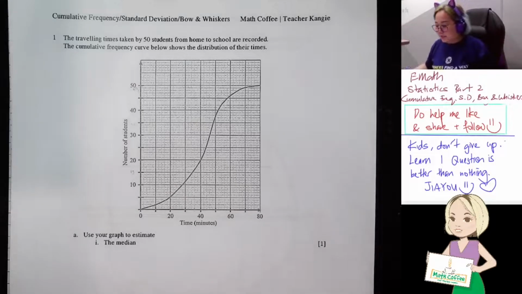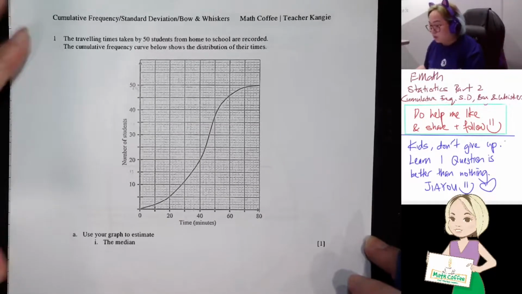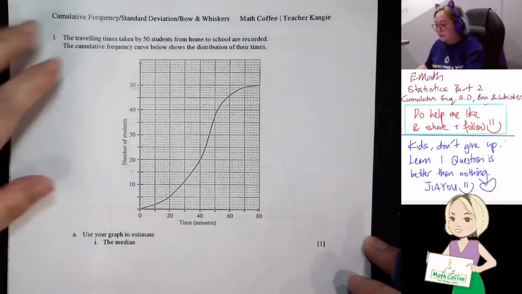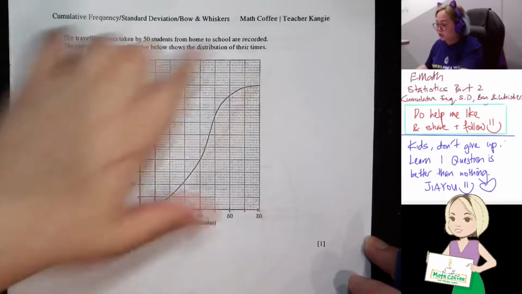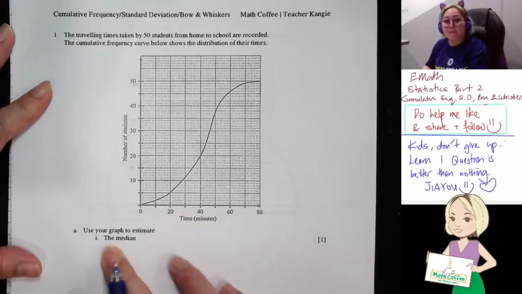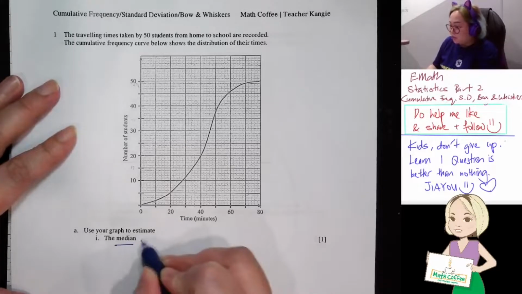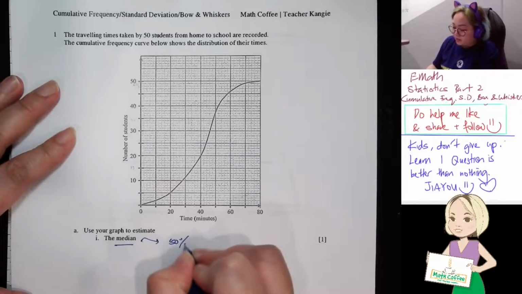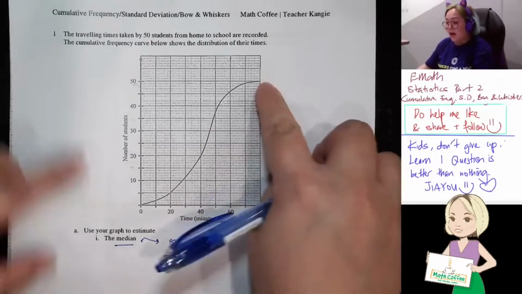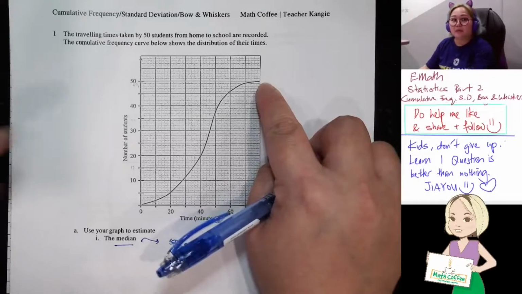Okay, so let's start. The traveling time taken by 50 students from home to school is recorded. So they say that the cumulative frequency below shows the distribution of their time. They say use your graph to estimate the median. So what I want you to remember is median is always going to find 50% of the highest number over here. Take note, I never say take 50% of the scale.